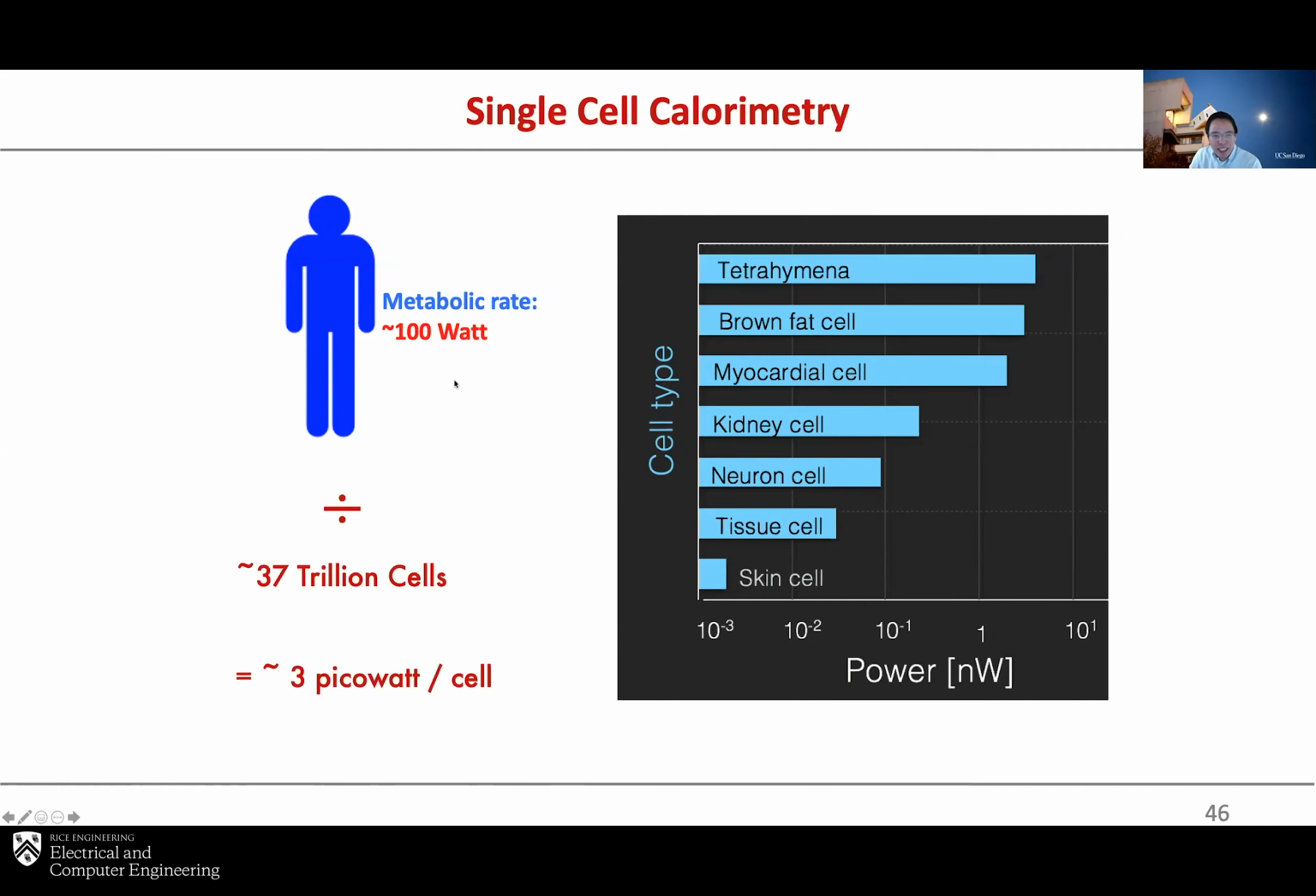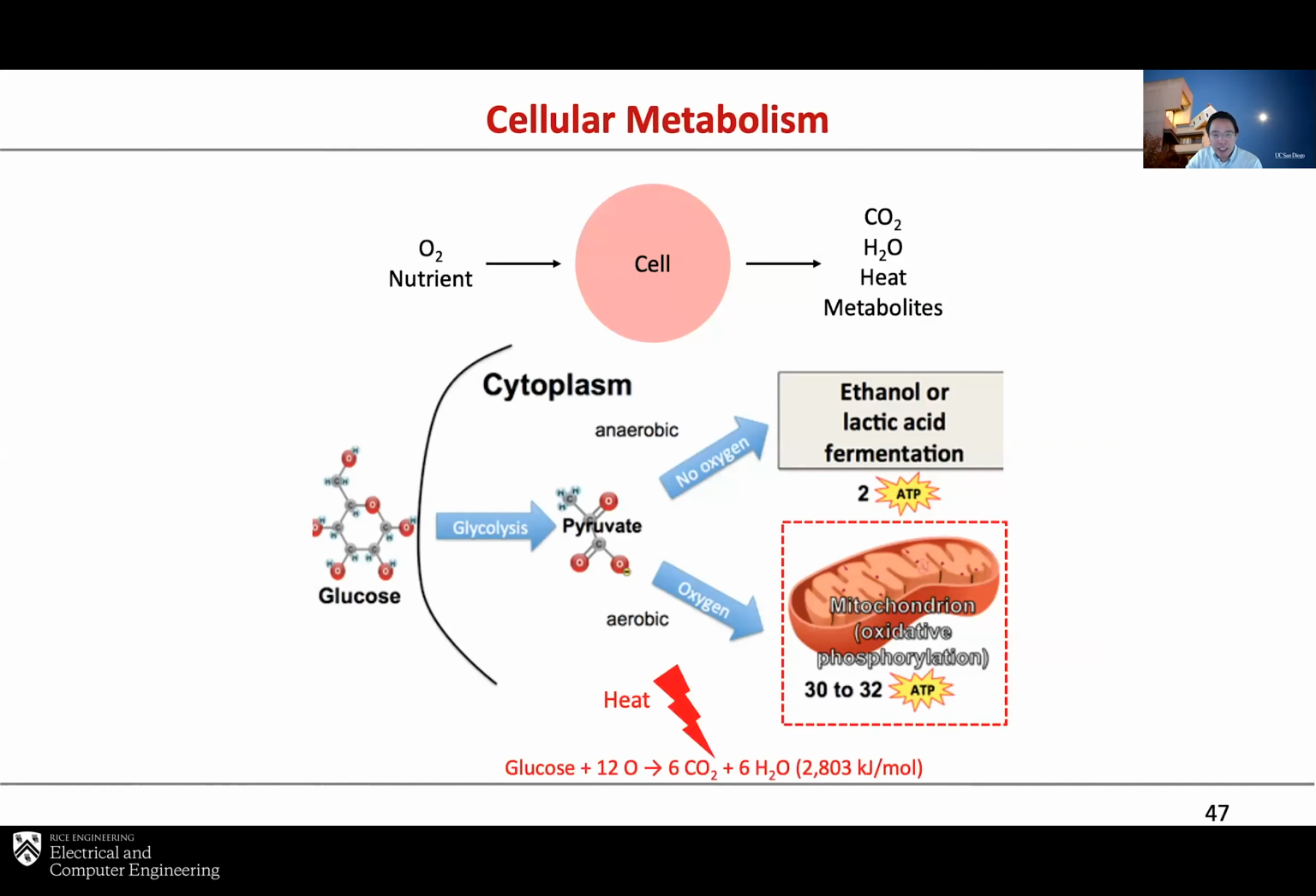As we said earlier, each person has a metabolic rate on the order of maybe 50 to 100 watts, and if you divide it by the number of cells, it's about a few picowatts per cell. But there are some cells which have a higher metabolic rate, like brown fat cells or unicellular cells like Tetrahymena. They have heat flux on the order of nanowatts per cell. And there are a lot of reasons to study metabolic processes in cells. The metabolism of cells is a very important subject in biology.